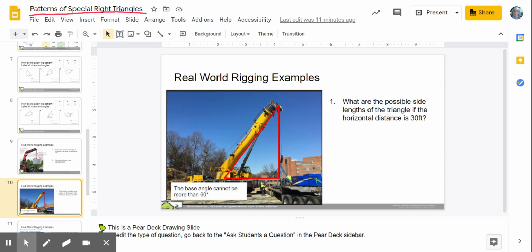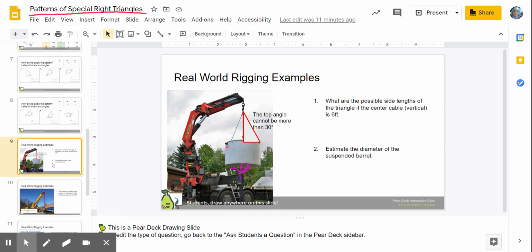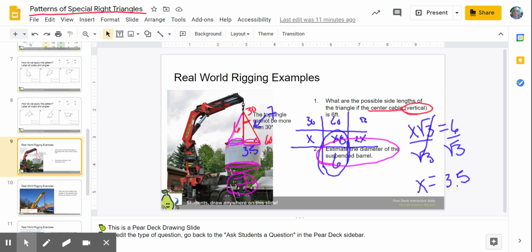Base angle cannot be more than 60 degrees. So we're going to make this 60. Oh, you did. Okay, hold on. Relax. There was some serious urgency in that. Yeah. You got it, Ela? What is the answer? We good? Okay.